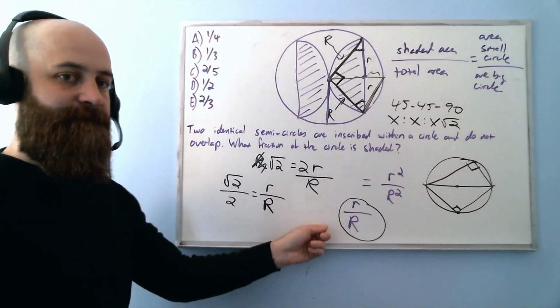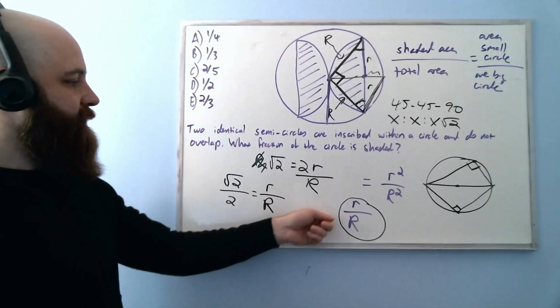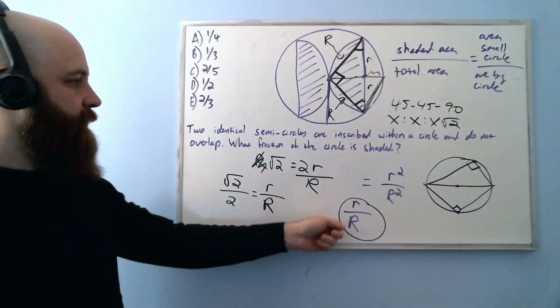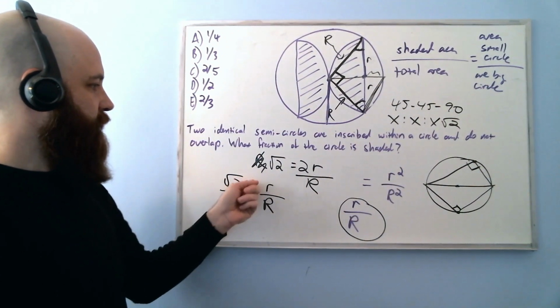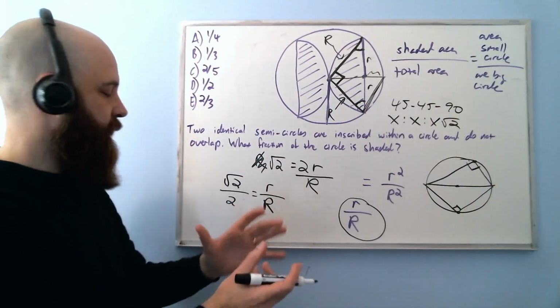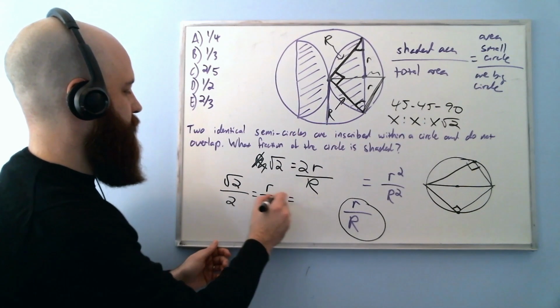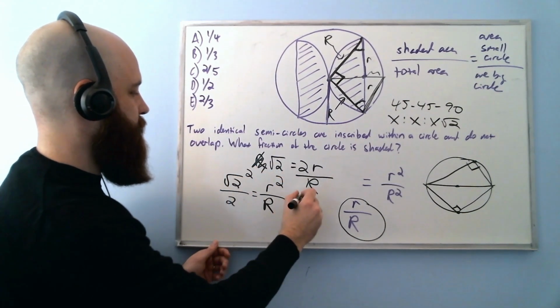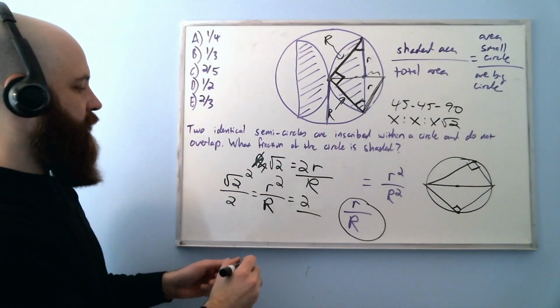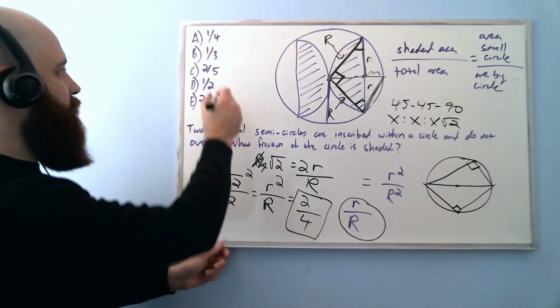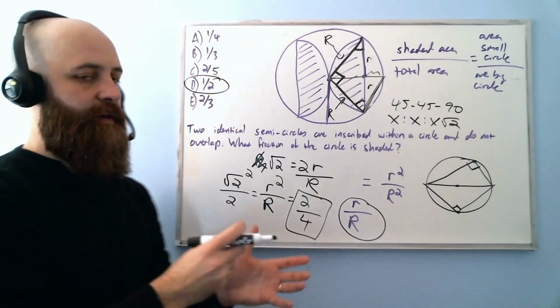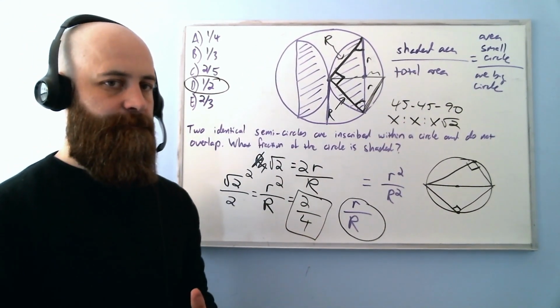Okay, great. So I fought my way to this ratio that I want. What do I get if I square that, right? Because little r squared over big R squared would give me the ratio of their areas. So little r squared would be 2. Big R squared would be 4. So 2 over 4, or 1 over 2. So D is the correct answer for this one.